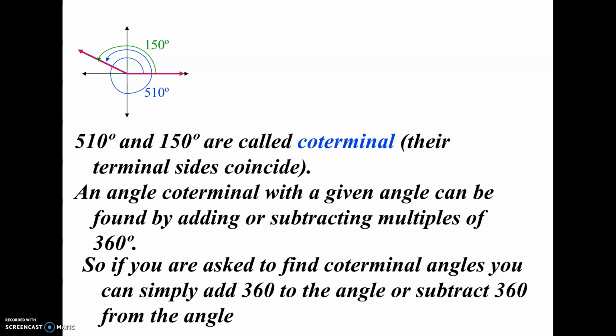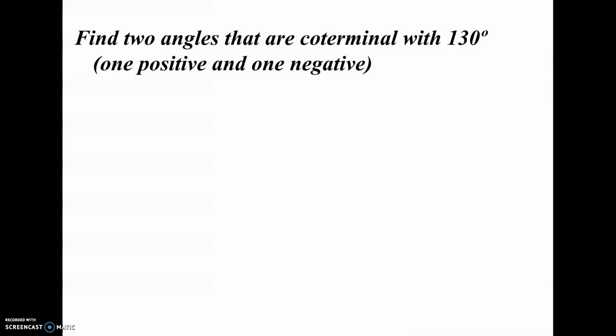All right. So now let's see if we completely understand how to do this. It's super easy. All right. Find two angles that are coterminal with 130. I want one of them to be positive and one of them to be negative. Okay. So we know that all I need to do is add or subtract multiples of 360, right? So I'm going to pause for a second and give you an opportunity to find those two coterminal angles by employing that tactic.